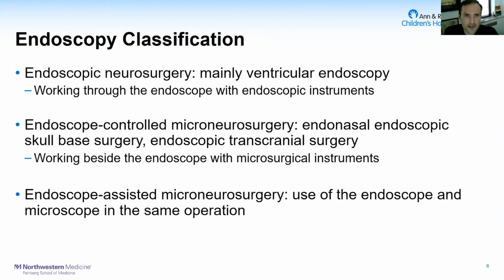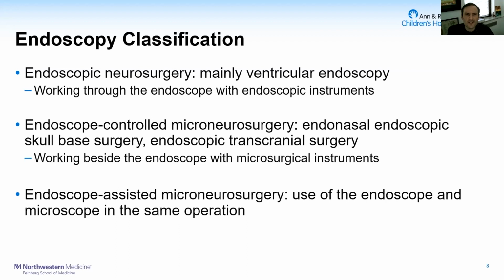So when it comes to endoscopic neurosurgery, we typically break it down into three different categories. The first is what most people just call endoscopic neurosurgery, which is typically ventricular endoscopy, which involves working through the endoscope with endoscopic instruments in the ventricular system. And this is by far the most common. You'll see this the most on your rotations, and especially in pediatrics when it comes to dealing with hydrocephalus. And we'll talk about that later on in the presentation.